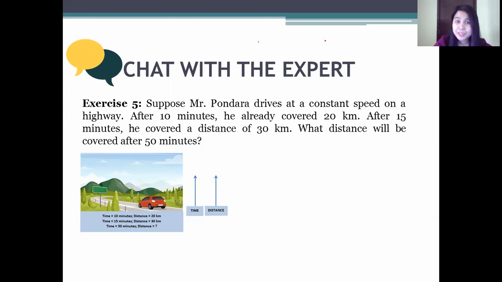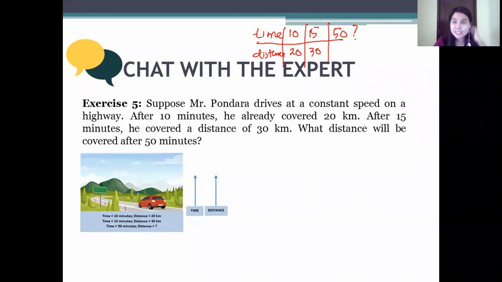So we have two variables here. What are the variables? Time and distance. Time is in minutes. So in 10 minutes, 20 kilometers. In 15 minutes, we have 30 kilometers. The question is, in 50 minutes, how much distance will be covered? 100 kilometers. How did you know it's 100 kilometers?